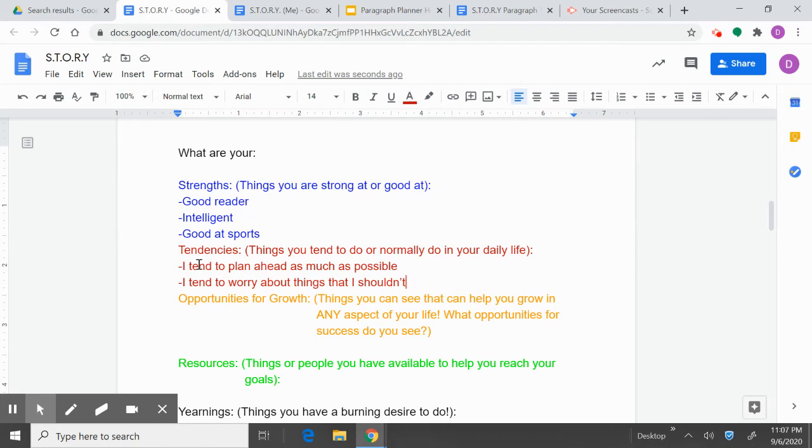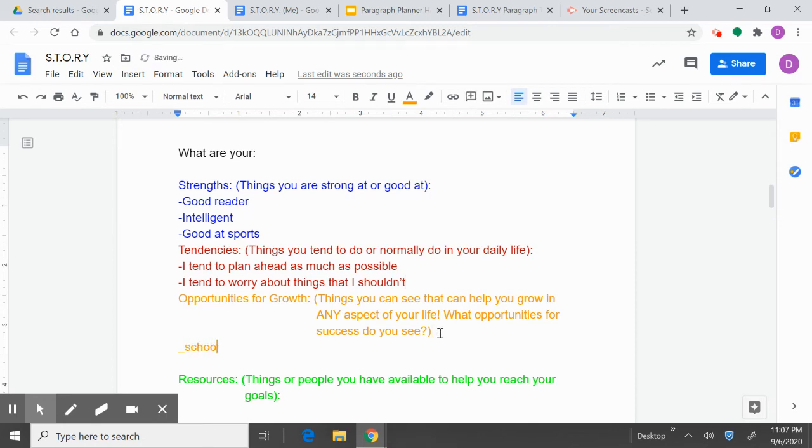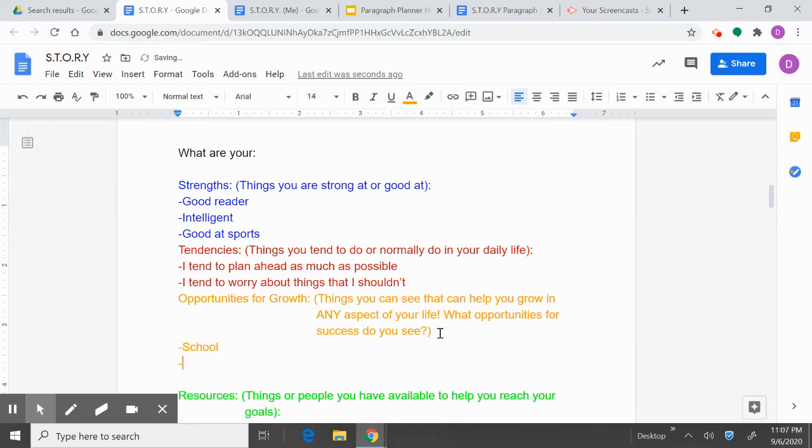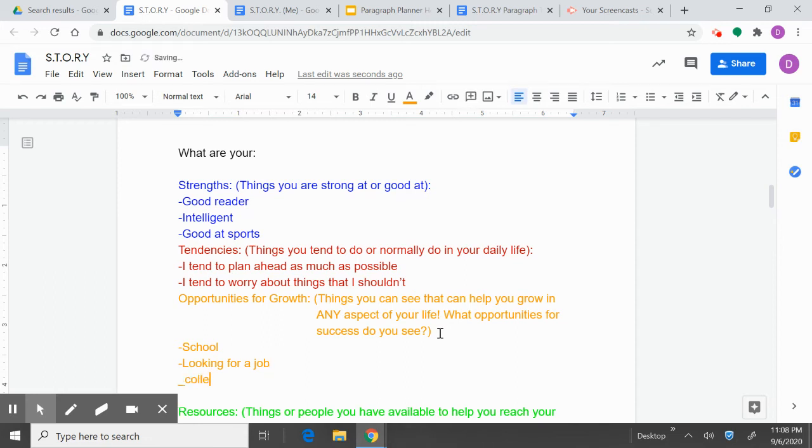Your opportunities for growth, things you can see that help you grow in any aspect of your life. What opportunities for success do you see? So hopefully for you, your opportunity for success will be school. So put a dash there. But maybe your opportunities for growth are also that you're looking for a job, perhaps. Maybe you have a job and you're looking to advance in that job now. Maybe if you're one of the older students, maybe a high school student, you're thinking about going to college. So maybe you're thinking of college someday. But what are those opportunities for growth that you have?